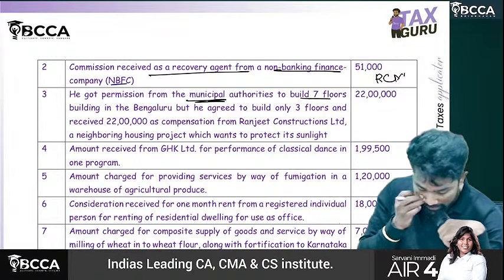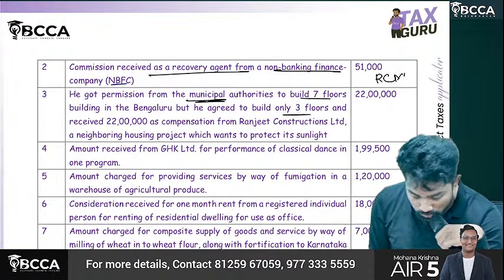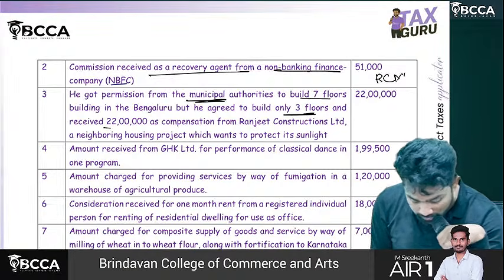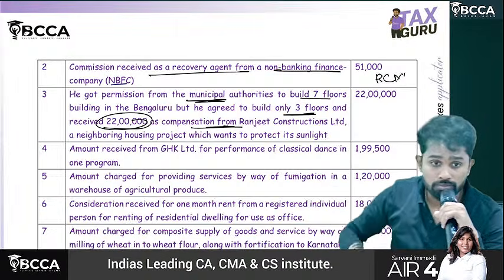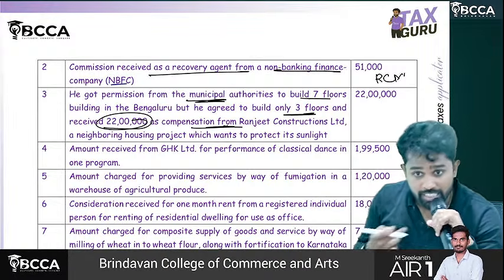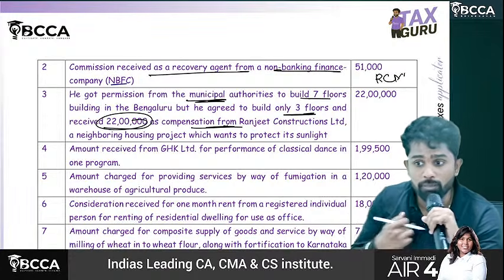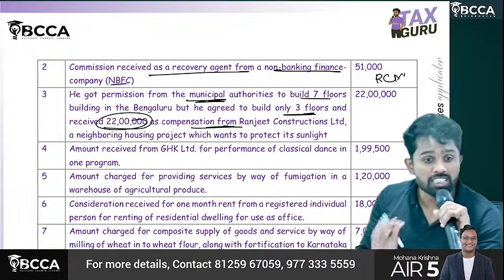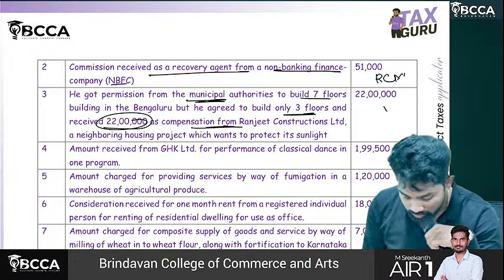Then, he got permission from the municipal authorities to build how many floors, sir? 7 floors. He can construct 7 floors. But with the neighbor, he agreed to construct only 3 floors and received 22 lakhs as a compensation for not building 7 floors. So what is this? Restraining to do an act. He has the right to construct 7 floors, but he is restraining himself for 3 floors only by receiving 22 lakhs. So that's money received for restraining to do an act, which is a supply only, taxable, 22 lakhs.